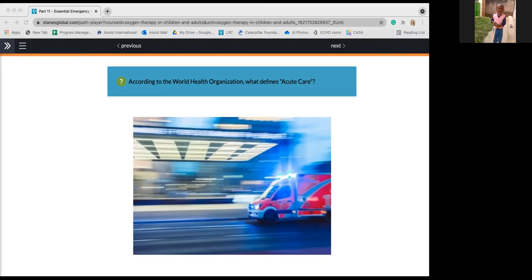I can see some answers from Emmanuel Mutagoma. Acute care is short-term treatment. I can see Eugene, short-term treatment. I can see another one who said it is a sudden change of condition of life. Okay. Others, what are you thinking? What is your thought?